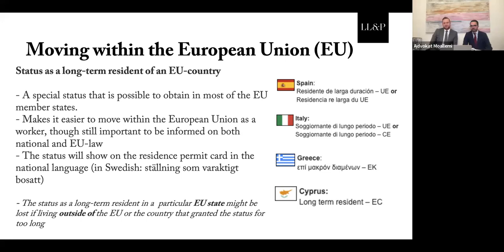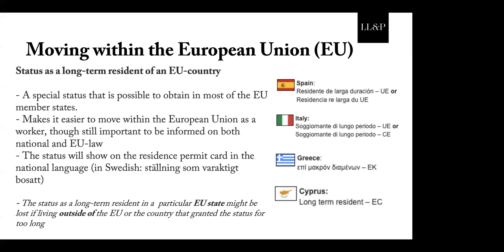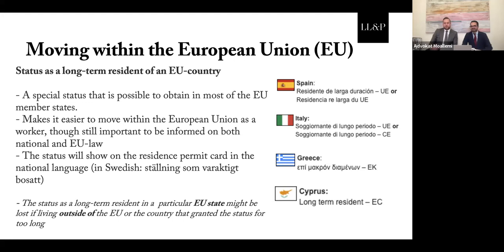It is important that if you believe you have the status as a long-term resident, it needs to be showing on your residence permit card in the national language of the country where you have this status. In Swedish, that is ställning som varaktigt bosatt. Then you have on the right side some examples. For example, in Cyprus, it's in English, so it's long-term resident. In Spain, it's residente de larga duración. You might have seen this in Spanish, Italian or Greek examples. It's very important that it actually shows on your card.